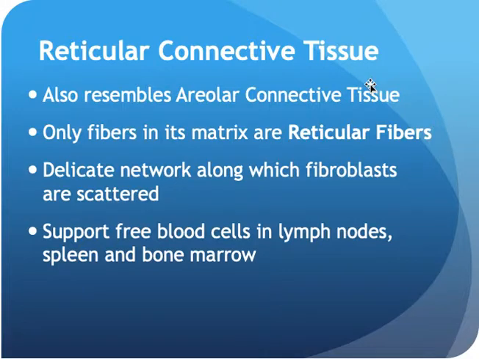Now we get to the reticular connective tissue. So it also resembles areolar connective tissue, only the fibers in its matrix are reticular fibers. Again, delicate is what you want to think about when you see these ones. So it's a delicate network along which fibroblasts are scattered, supporting free blood cells in lymph nodes, spleen, and bone marrow.